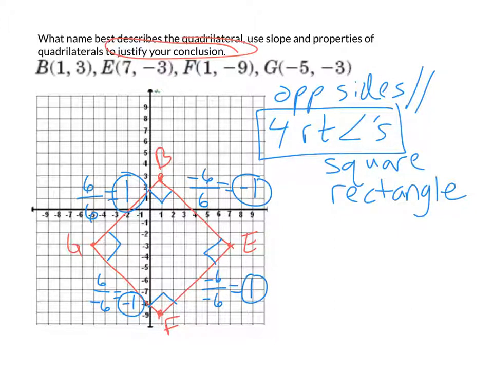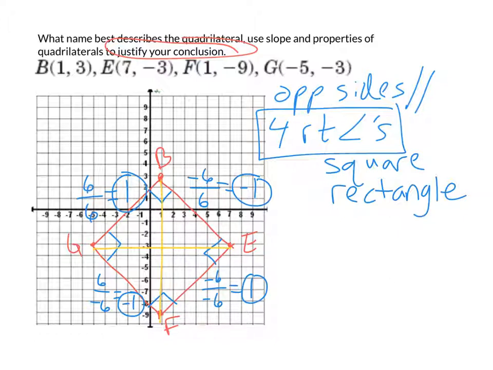Now there's a couple ways of going about this. I could do my distance formula for my sides, figure out what length they are, and if they're all the same, I know it's a square. Or my personal preference, what are my slopes and my diagonals?